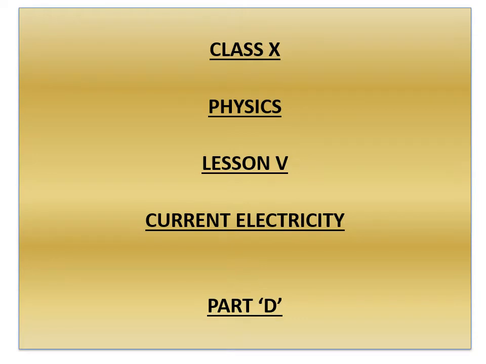Children, we are dealing with the lesson current electricity. Up to now, we have learnt current, potential difference, and the relation between V and I in the form of Ohm's law. We have learned about ohmic conductors, non-ohmic conductors, and what is R and its unit. So today we are going to continue with the next part of our lesson.